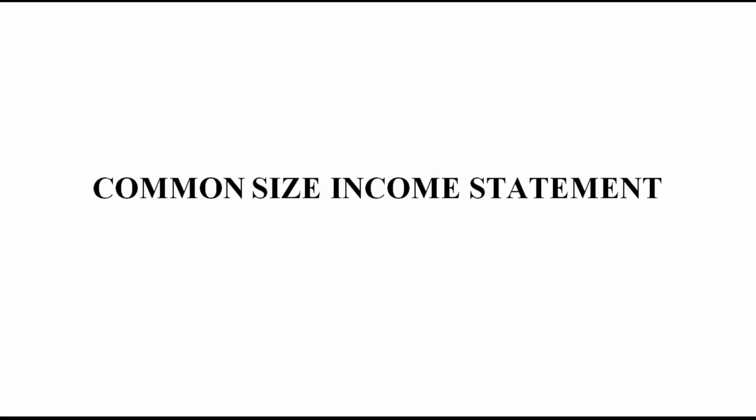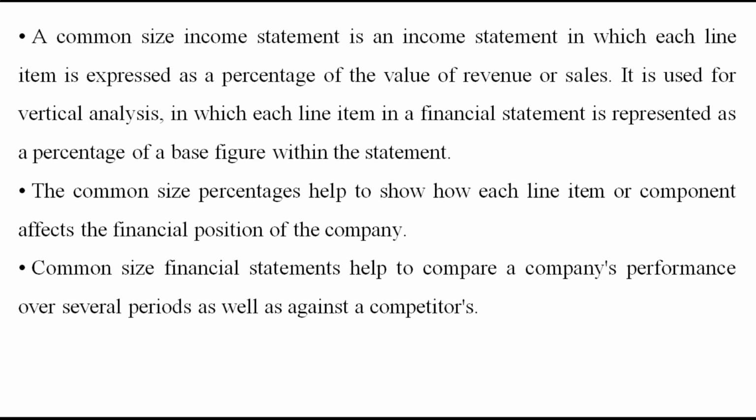The next is the common size income statement. It is an income statement in which each item is expressed as a percentage of revenue or sales. In the common size balance sheet, the percentage is calculated on the total of the balance sheet, but here the percentage is calculated on revenue. The items appearing in the format are the same as in the comparative income statement, but here the major emphasis is to know the percentage of that particular item in the total revenue or sales.